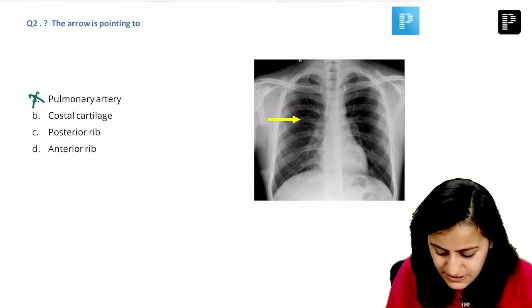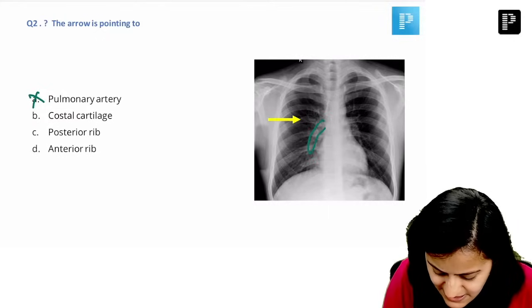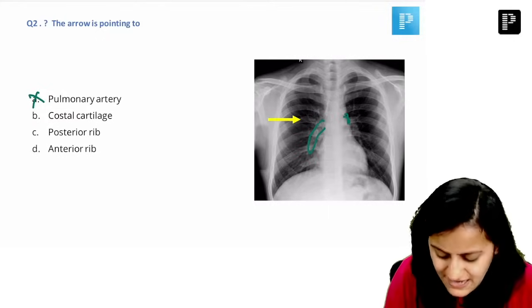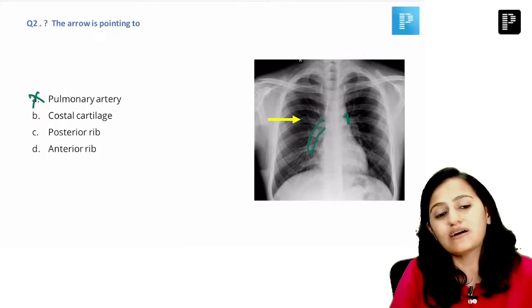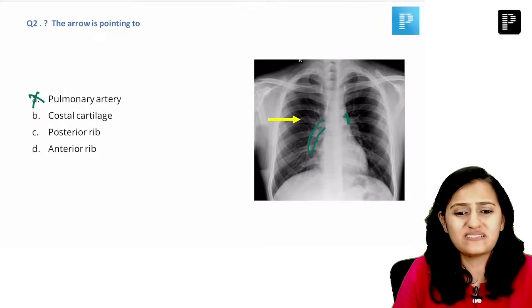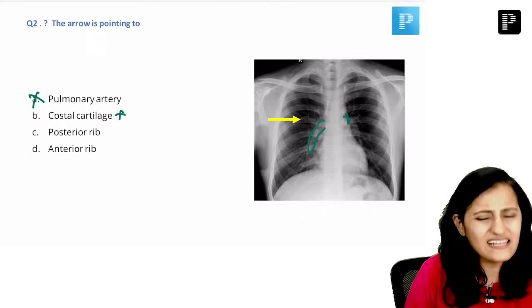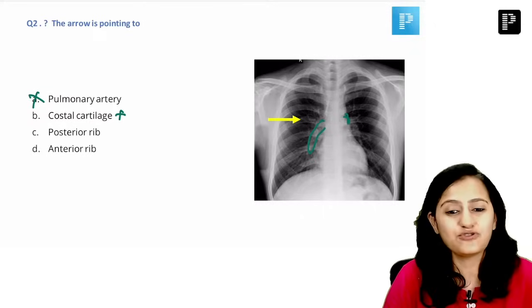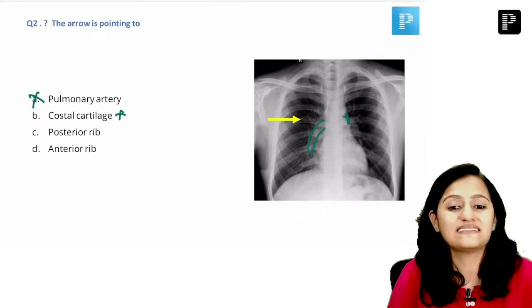This is not pulmonary artery. This is where you have the right descending pulmonary artery, and the main pulmonary artery comes on the left side. So pulmonary artery is definitely out. Costal cartilage, think logically, we cannot see cartilage on X-ray until and unless it is calcified.